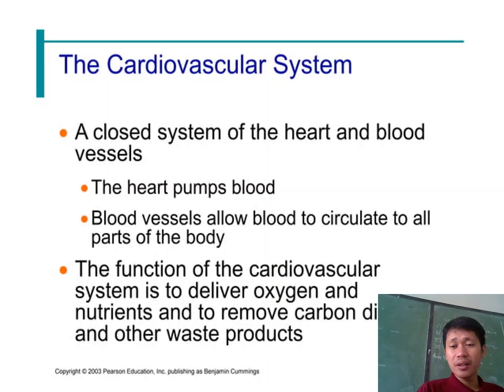Not only for the delivery of those molecules, oxygen, glucose, electrolytes, but the cardiovascular system is also in charge of the removal of carbon dioxide and other waste materials, for example, through our kidney.